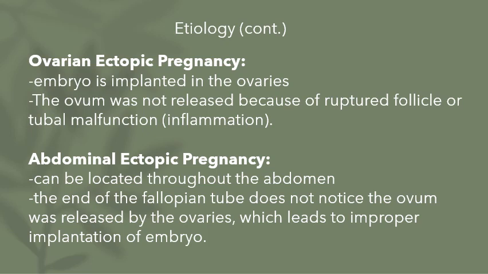This happens because the end of the fallopian tube does not notice the ovum was released by the ovaries, which leads to improper implantation of the embryo. The fallopian tube has cilia that help move the embryo down the fallopian tube into the uterus. With the fallopian tube not knowing the ovum was there, it was not able to properly direct the ovum into the uterine cavity, which led to this ectopic pregnancy.